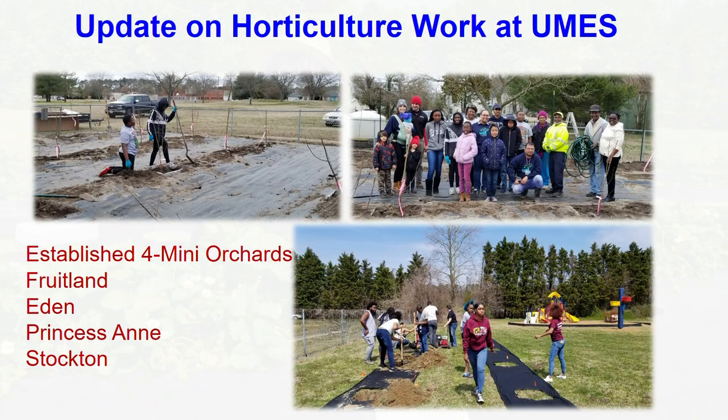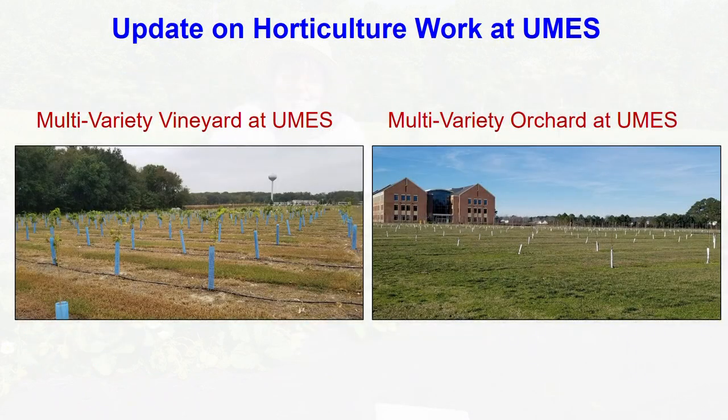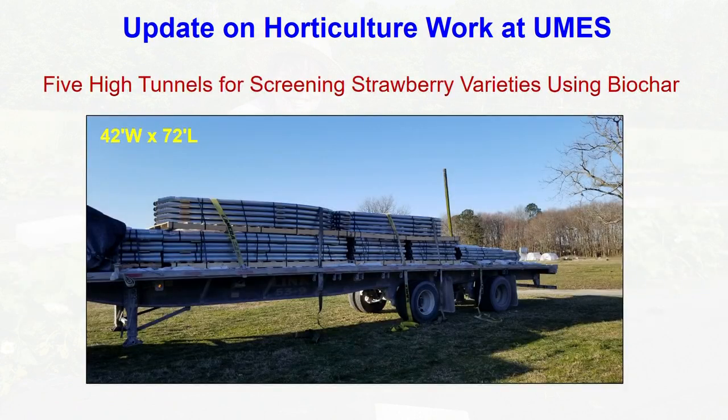So this is some of my work at UMAS. Last year we established 4 mini orchards in the community in Fruitland, Eden, Princeton and Stockton. And actually these orchards are looking much better than mine, so I'm so jealous sometimes. I established a multi-variety orchard at UMAS. We have more than 40 different kinds of varieties. Same with the multi-variety vineyard. We have 40 different kinds of grapes. We are going to build a trellis pretty soon.